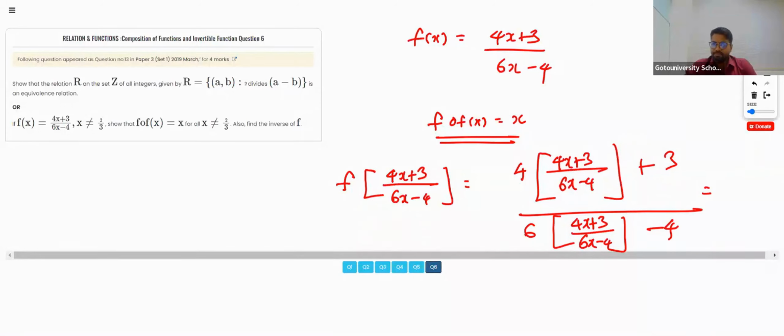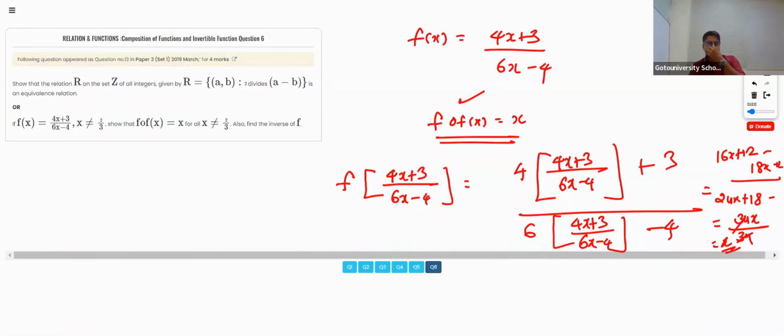we'll be having 4 multiplied with this, 16x plus 12 minus 18x minus 12. So plus 12 minus 12 cancels, and I'll end up with 34x. The denominator will have 24x plus 18. Again I'll have 20 minus 24x, that will cancel out, and I'll end up with minus 16, so it will become plus 16. Finally that will become 34x by 34, so they will cancel out. We end up with x. That means I can show that f of f of x is equal to x.